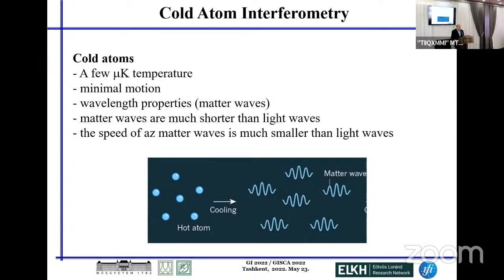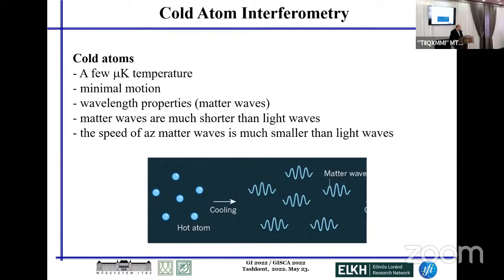And what is interesting is that matter starts to behave with the same duality that light has. From light, you know that light has photon and wave properties. And cold atoms also have matter and wave properties, so they have wavelength properties as well, because of the matter waves. And it turned out that as we can use light for interferometry, we can use matter waves much better for interferometry, since matter waves are much shorter than light waves. It gives better spatial resolution. And their speed is much slower than light waves. It means that we have much more time, so we can increase the temporal resolution.